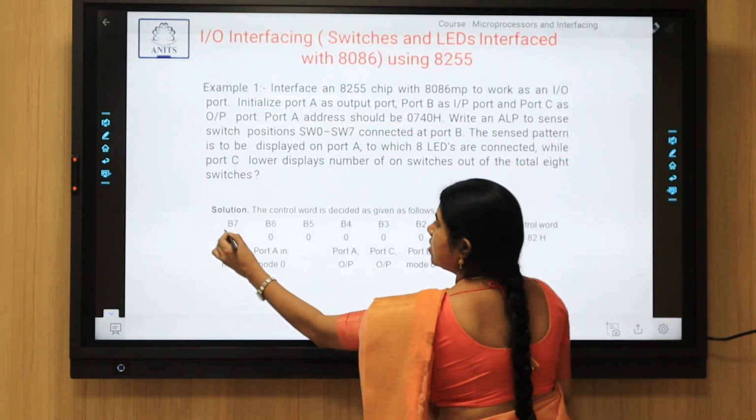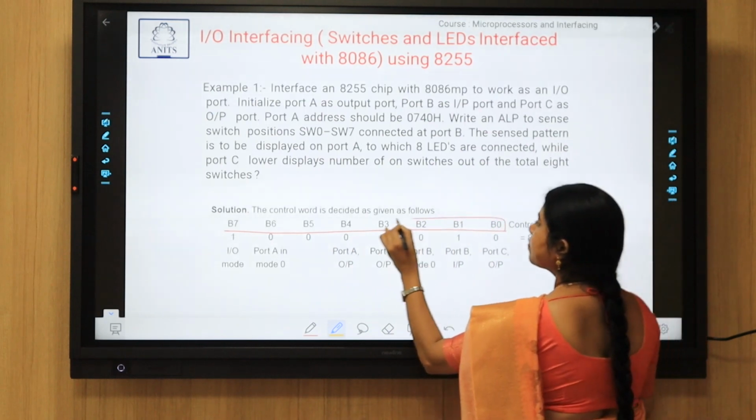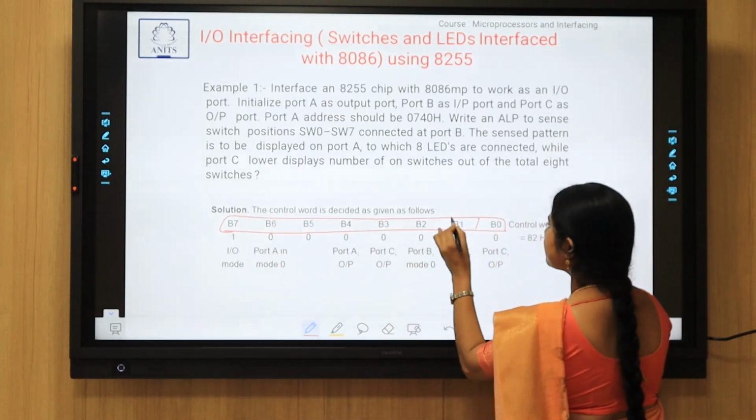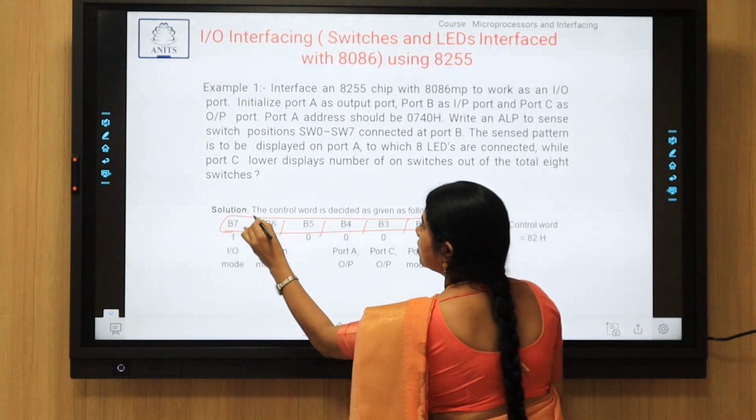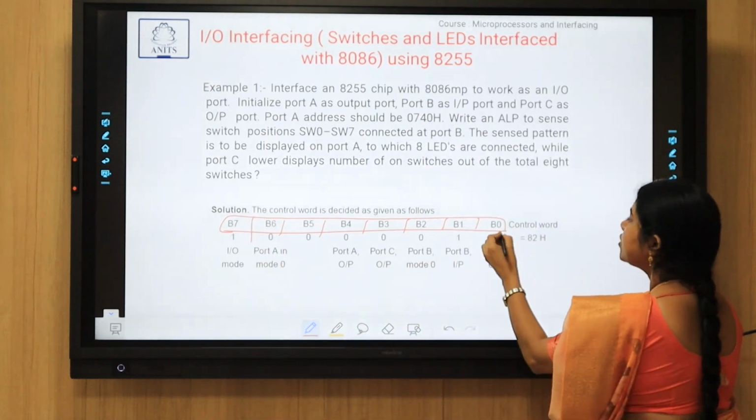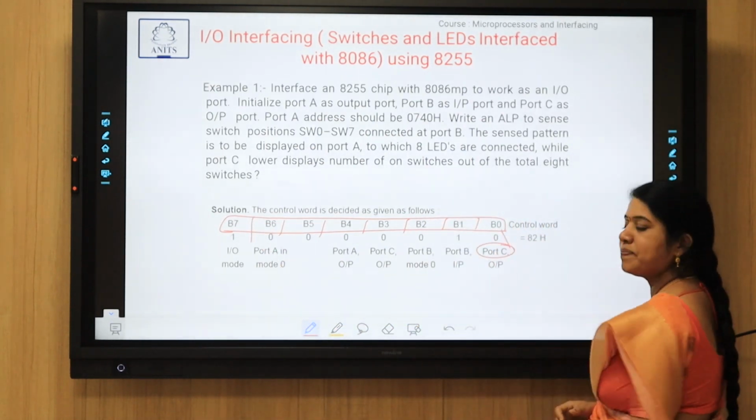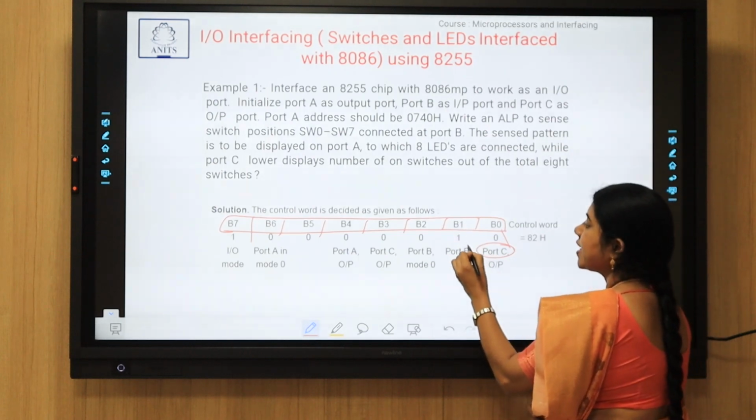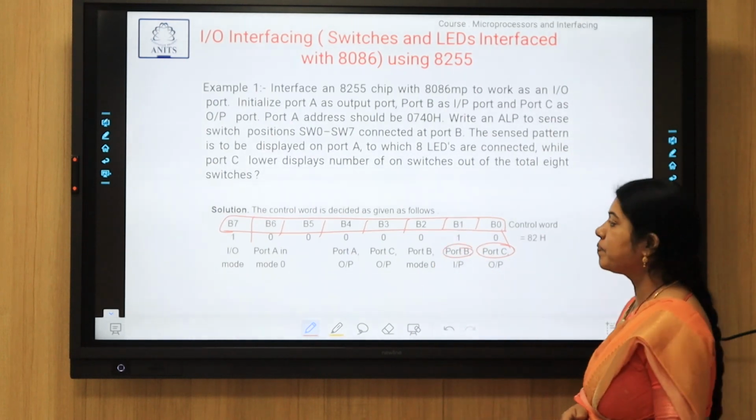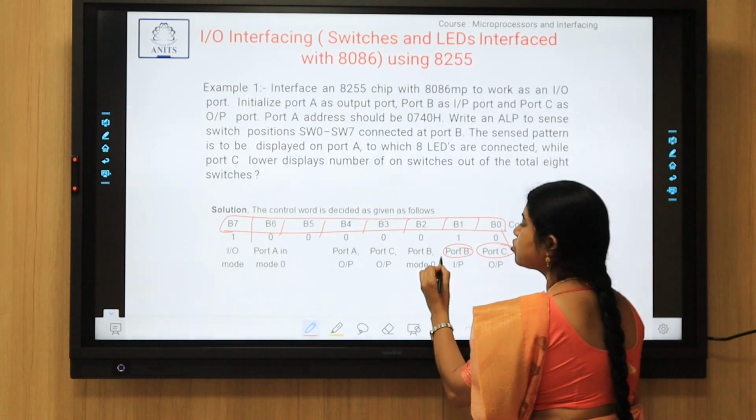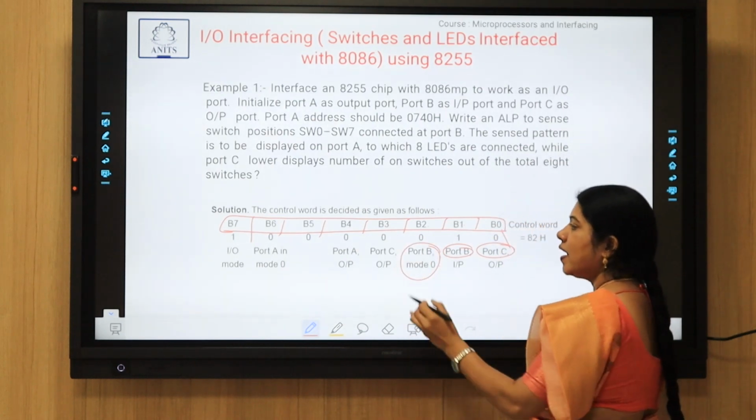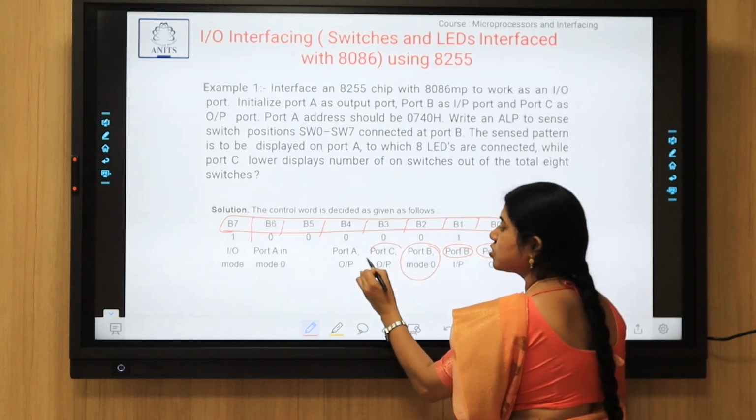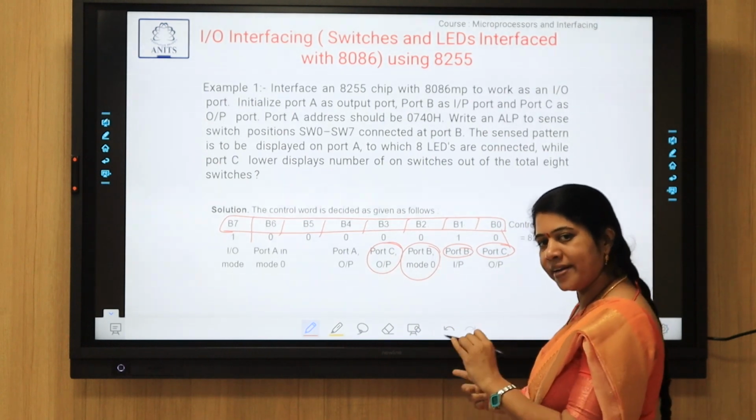Let us see the control word of IO mode. So these are the 8 bits of the control word. The first bit is used to represent port C, this second bit is used to represent port B, this third bit is used to represent the mode of port B, and this fourth bit is used to represent port C output, as we already discussed.